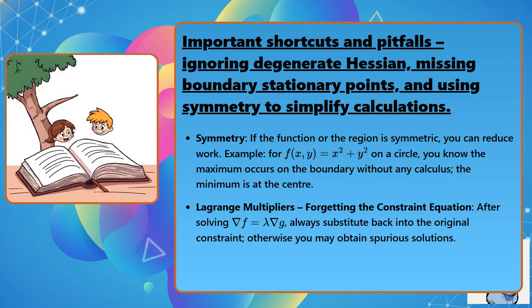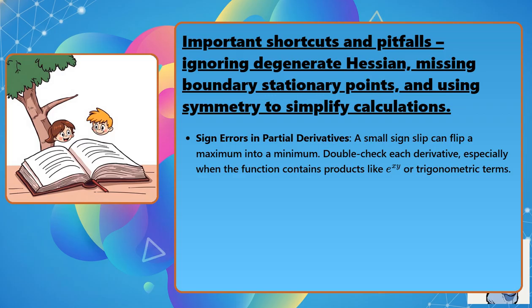Lagrange multipliers, forgetting the constraint equation. After solving gradient f equals lambda gradient g, always substitute back into the original constraint. Otherwise, you may obtain spurious solutions. Sign errors in partial derivatives. A small sign slip can flip a maximum into a minimum. Double-check each derivative, especially when the function contains products like e to the xy or trigonometric terms.